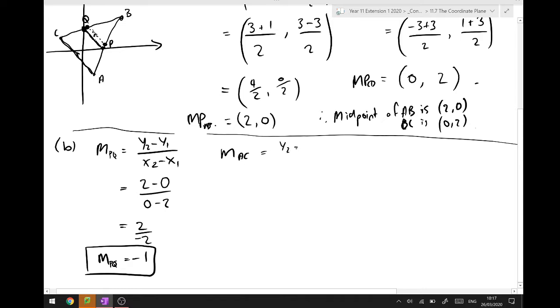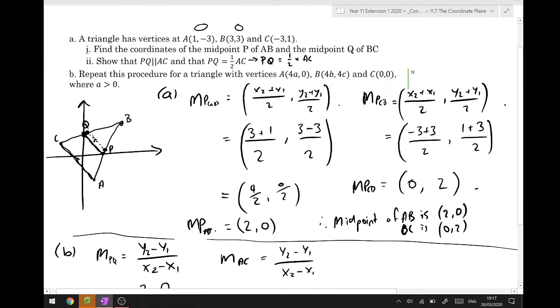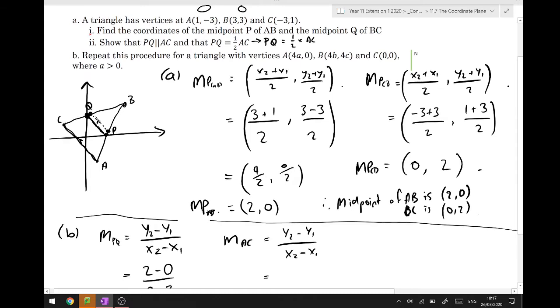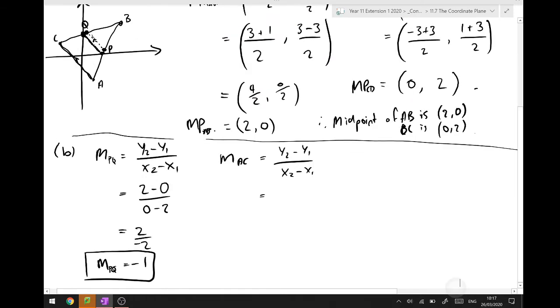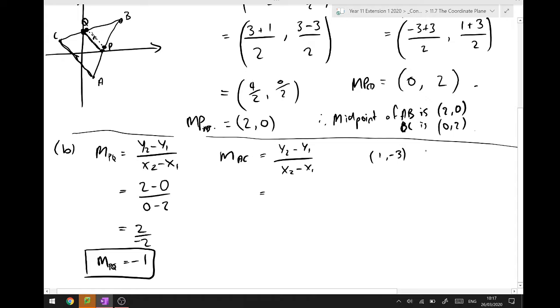So we're going y2 minus y1 over x2 minus x1 again. My 2 points in this case are 1, negative 3, and negative 3, 1. So do the first one first: 1 minus positive 3 over minus 3 minus 1. That gives me 4 over negative 4. So my gradient of AC is equal to negative 1. Okay, so that's that one done.